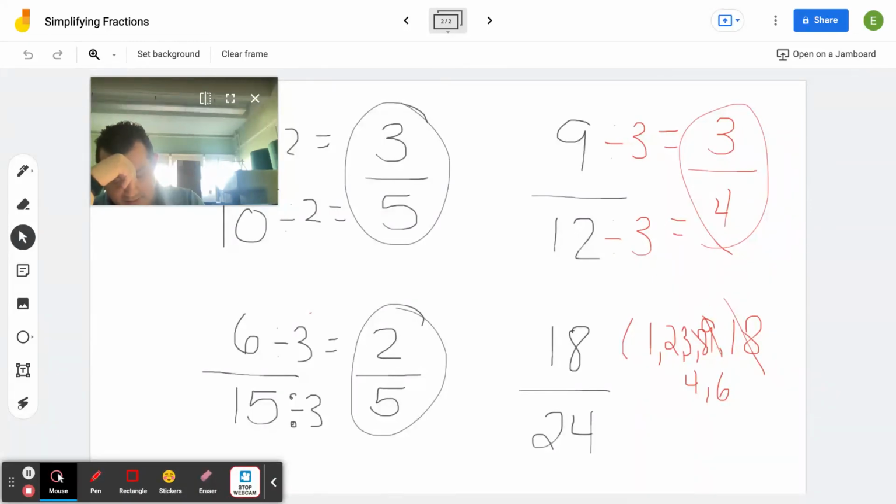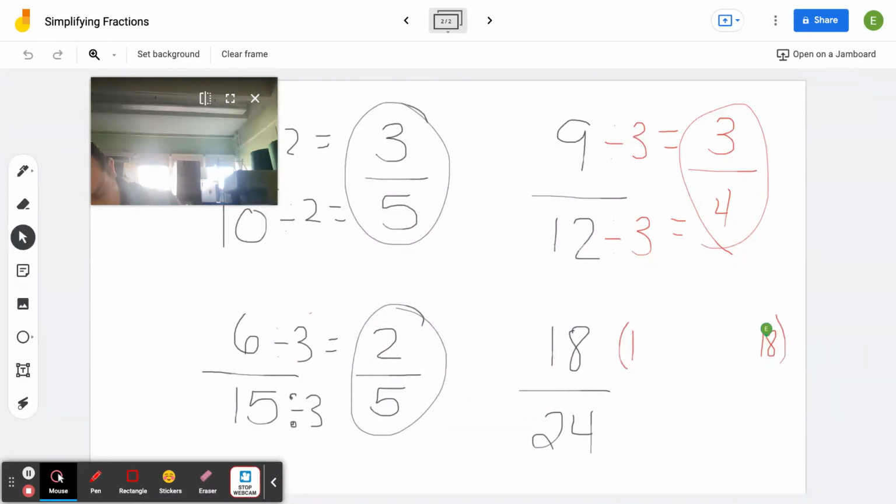8, 16, 24. Oh, wait, I'm sorry, I messed that up. I was mixing up my factors. No wonder I couldn't fit it. Let me do that again. 8 is not a factor of 18. It's 1 and 18, 2 times 9, 3 times 6, and then that's it. Sorry, I was off my game for a second.